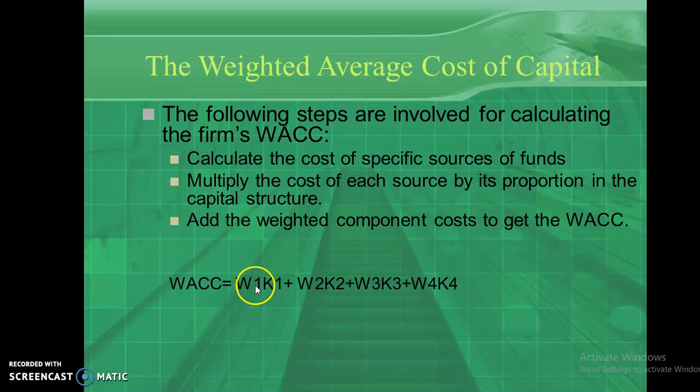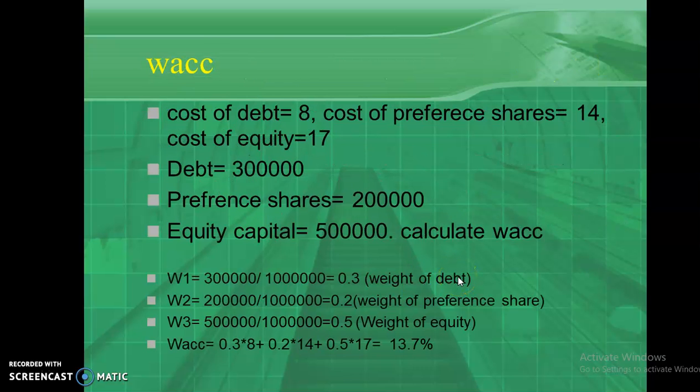W1, that's weight 1, K1, cost of that particular source of capital. Weight 2, cost of the second source of capital. Weight 3, cost of the third source of capital. Weight 4, and cost of the fourth source of capital. Let's look into the example for that.